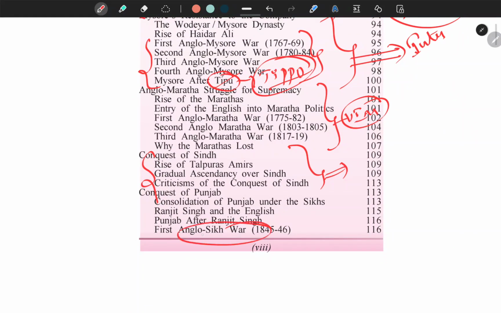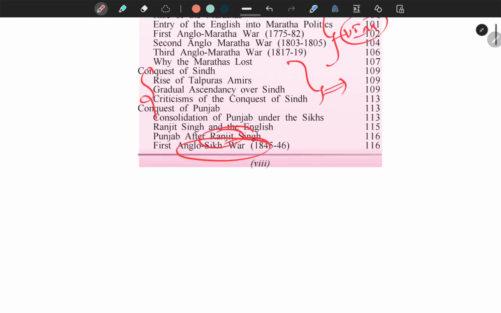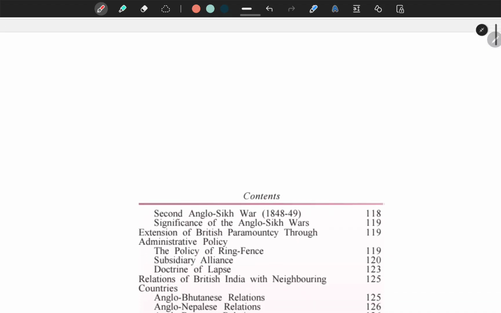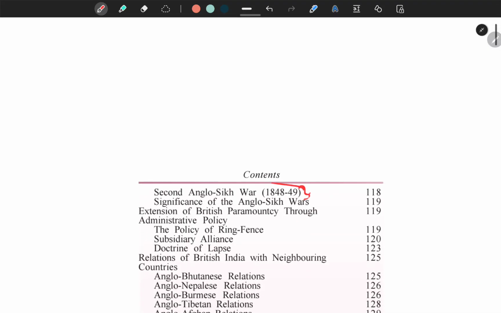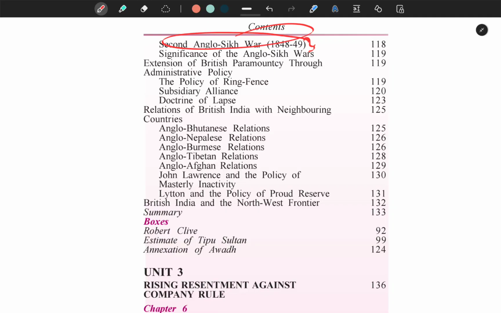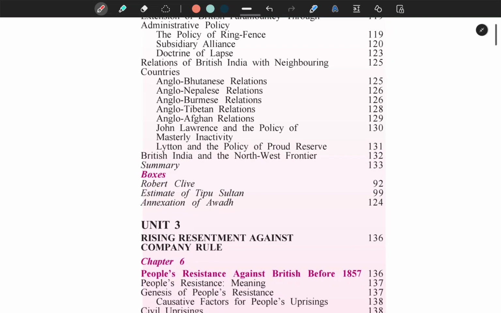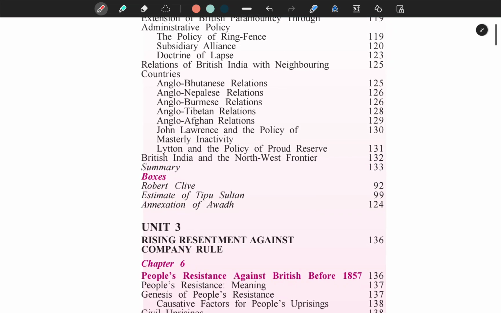Okay. Conquest of Punjab. You know Anglo-Sikh War, Ranjit Singh, a little bit. Okay. Yes, it is important. You should know the time gap. Okay. Then extension of British paramountcy through the administrative policy. Okay. Fine. This is the thing we have to follow.